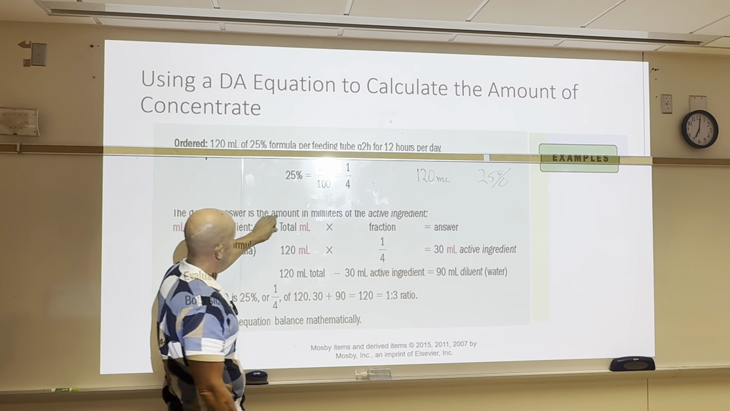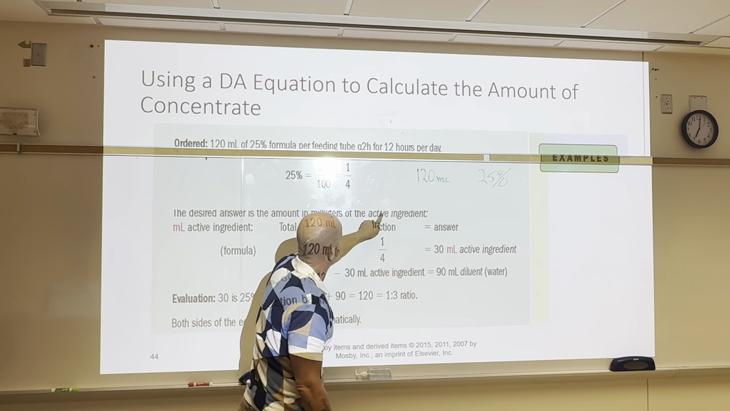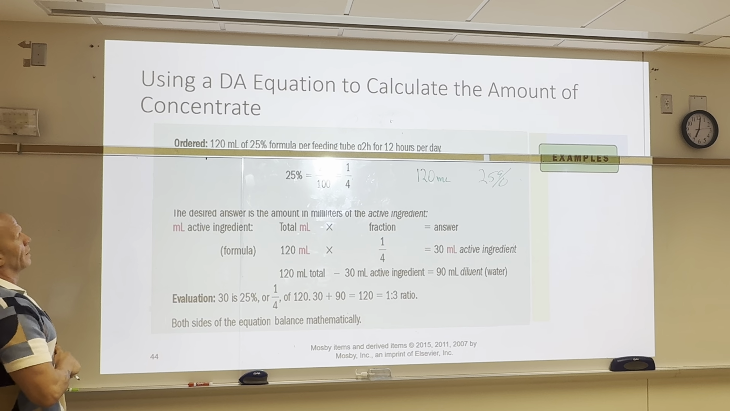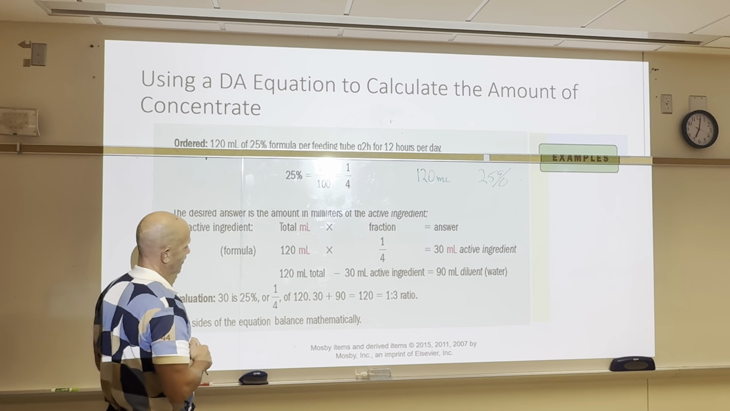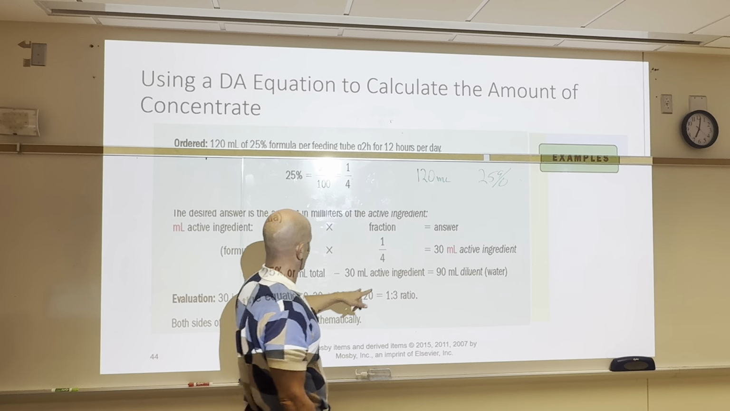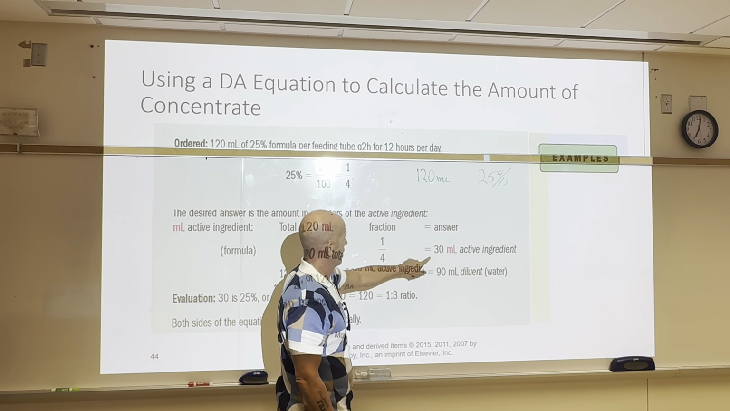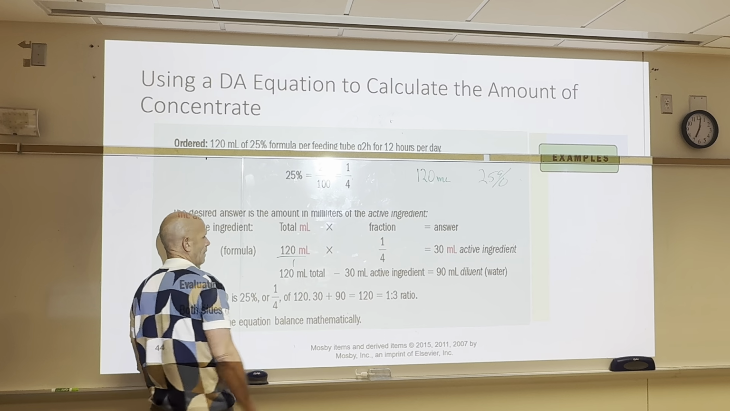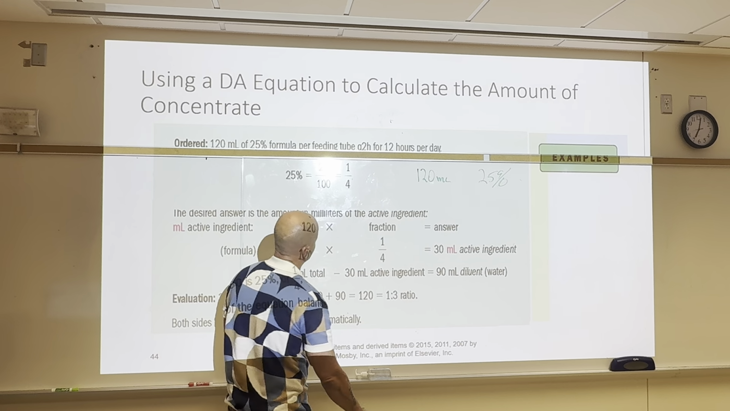So, the desired answer is the amount in milliliters of the active ingredient. All right, so we have the mLs in the active ingredient, total mLs, and the formula is 120 mLs, okay? So the fraction is 1/4. So what goes into 120 4 times? 30, okay? So it's 120 over 1 times 1/4, okay? Because we're looking for mLs. All right?